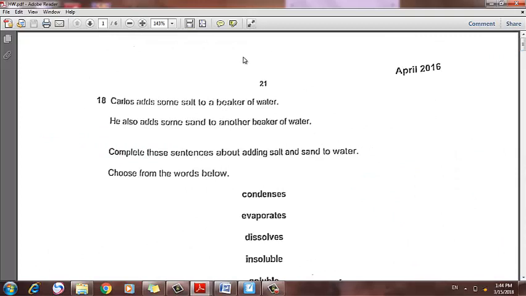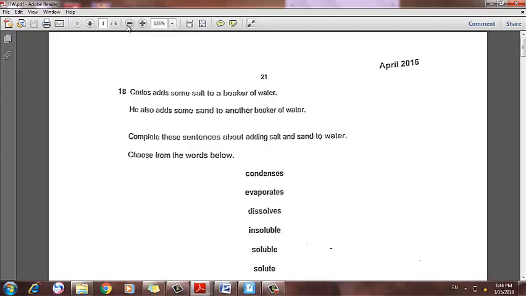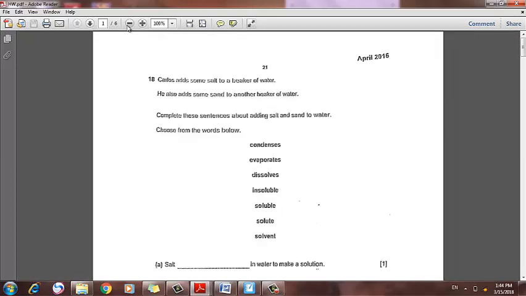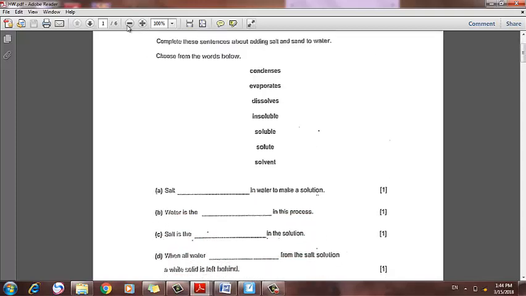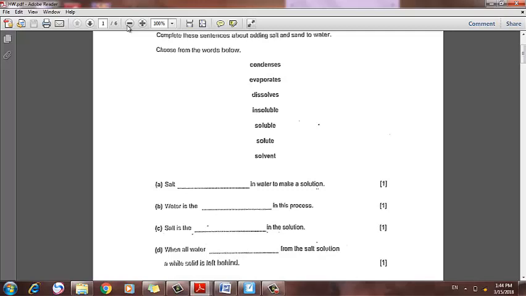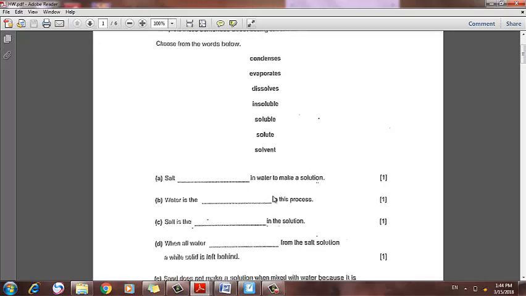Carol adds some salt to a beaker of water. He also adds some sand to another beaker of water. Beaker means cup. Complete these sentences about adding salt and sand to water. Choose the words below. We have condense, evaporate, dissolve, insoluble, soluble, solute, and solvent. Salt dissolves in water to make a solution. Dissolves, excellent.